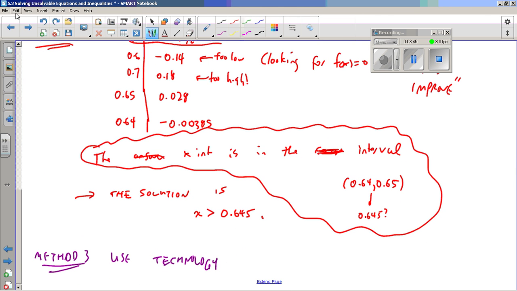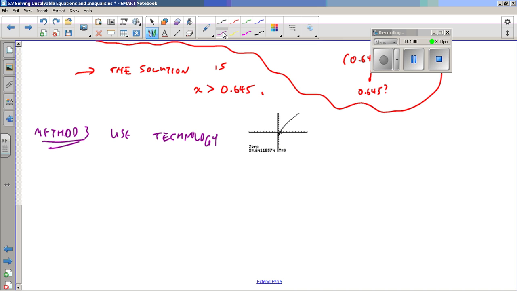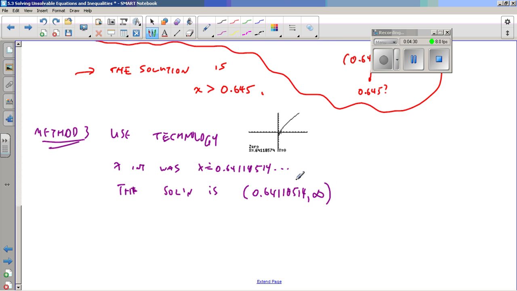I'm going to copy this just so I don't have to remember all those digits. Edit, paste. I'm going to grab that and put that down there. The x-intercept was x equals 0.6418574, and so on, dot dot dot. There's more decimals. But then we say the solution is, and I'm going to use interval notation just for funsies, 0.6418574 to infinity. Dandy. And this is using the TI-83 zero function.